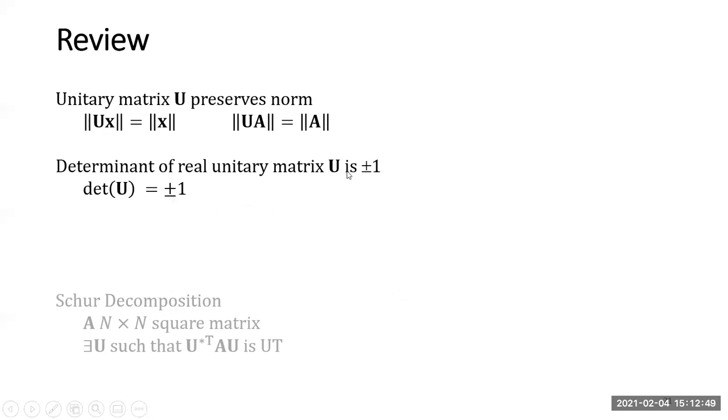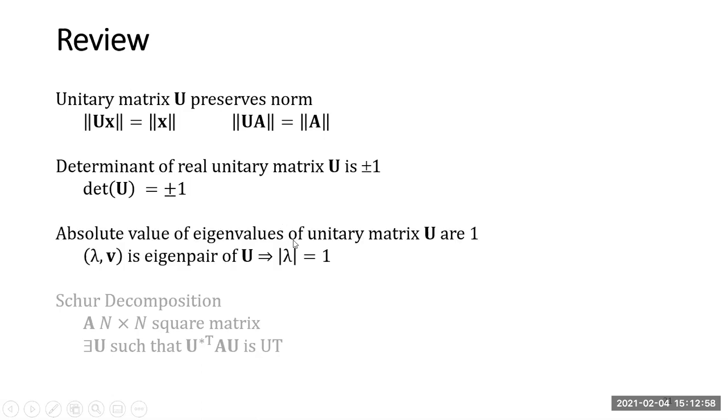Actually, in the slide where I was trying to prove this, you should insert this word real here. I was referring to a real unitary matrix. The absolute values of the eigenvalues of a unitary matrix U are 1. So if lambda is an eigenvalue of U, then the absolute value of lambda equals 1. In other words, the eigenvalues lie on a unit circle.